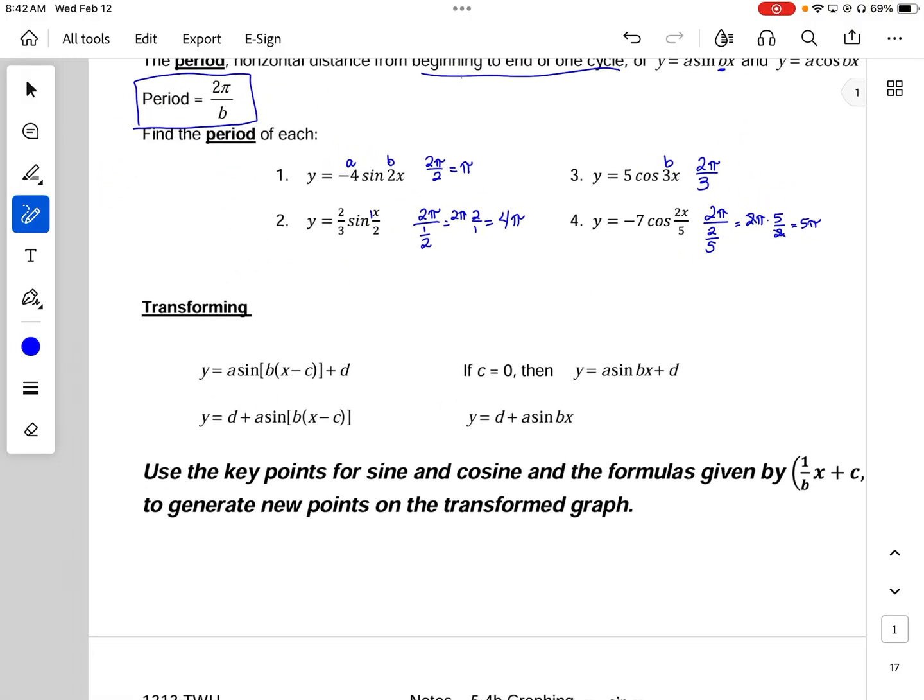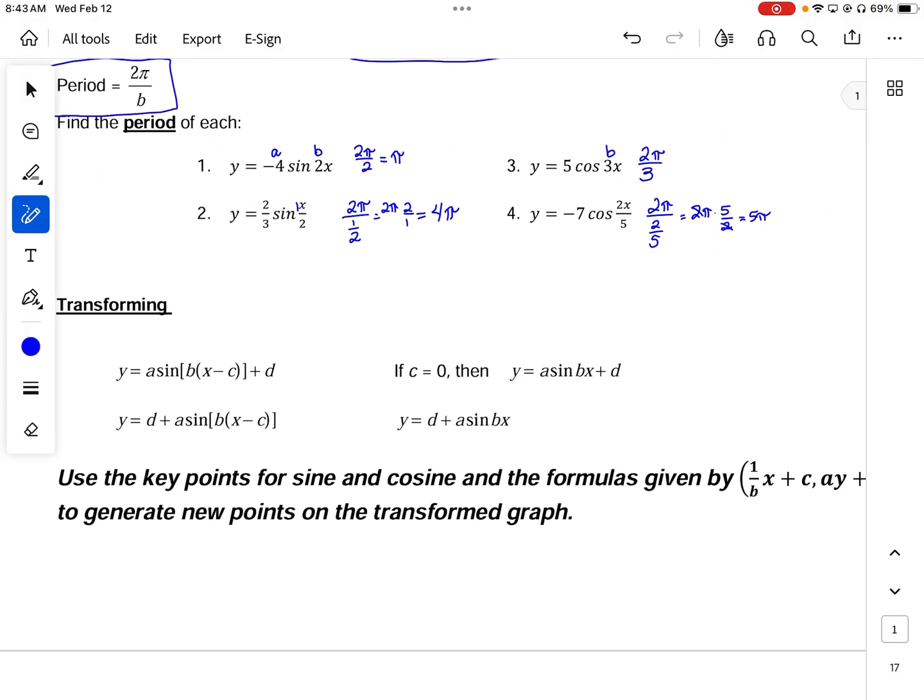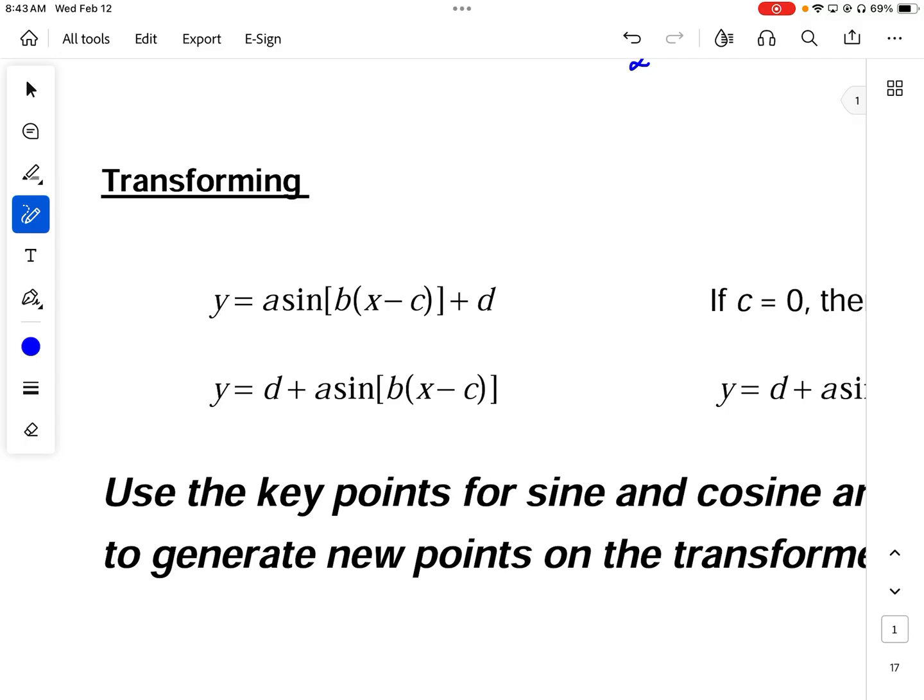Okay, transforming. So the transformations of sine and cosine are similar to when we transform quadratics, exponential, absolute value, all of those functions. Each of these values in those spots of A, B, C, and D represents something in how it's transformed. So we're going to see that. So A is our amplitude, right? That's the distance from midline up.